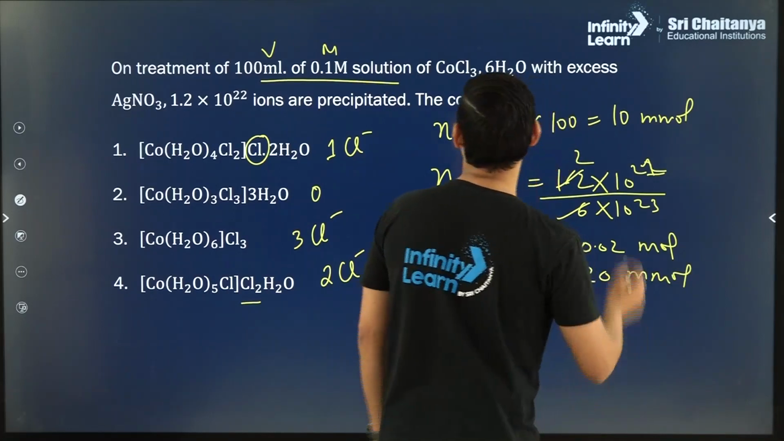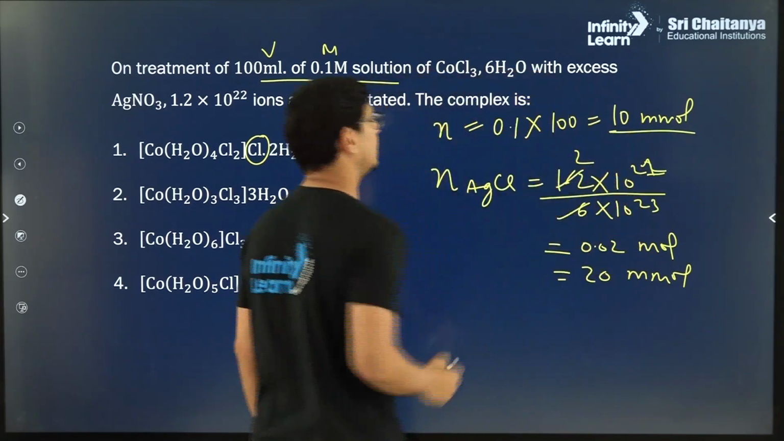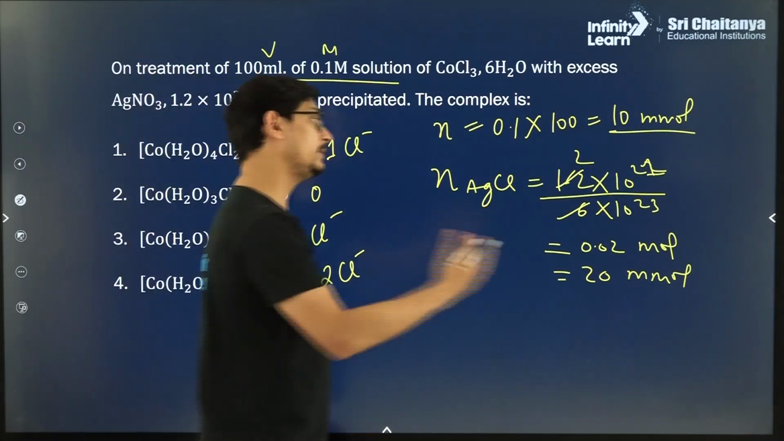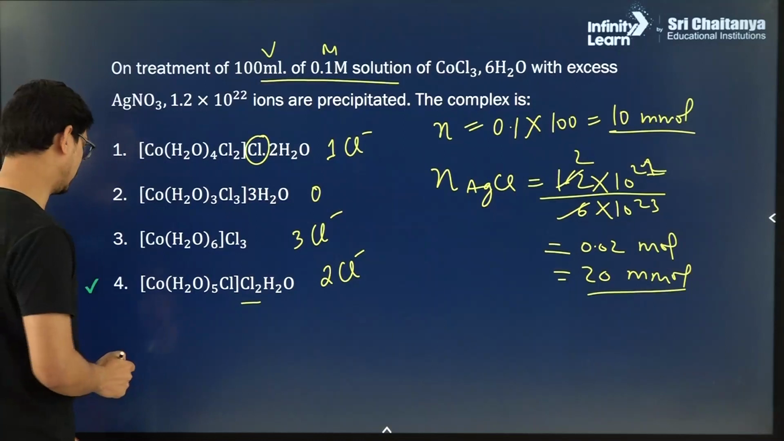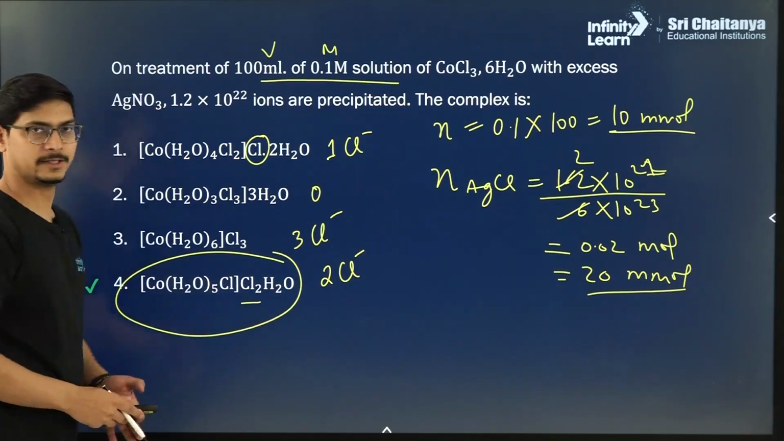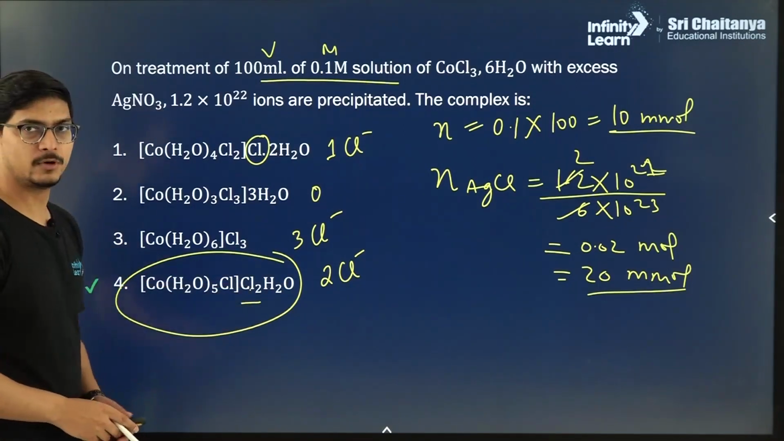So we can clearly see if I take 10 millimole of the compound, then it gives 20 millimole of AgCl. That means twice the number of chloride, which makes option 4 the correct answer, right? Because there are 2 chlorides produced upon dissociation.